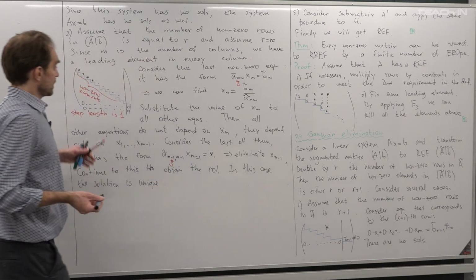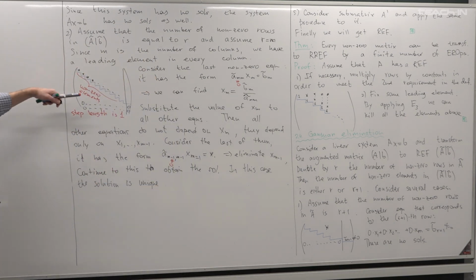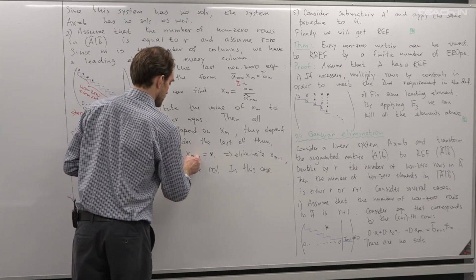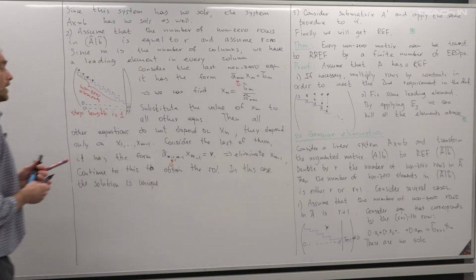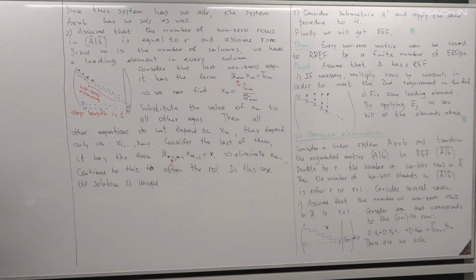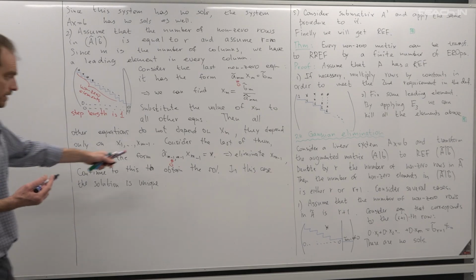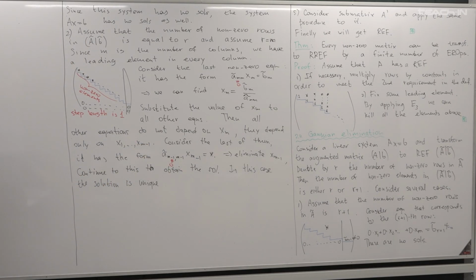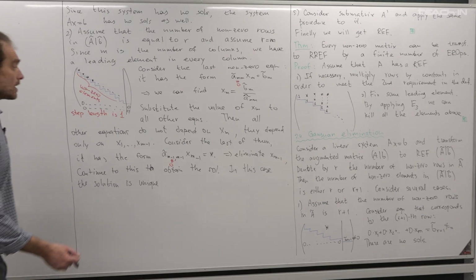Why? Just because every equation allows us to find the corresponding unknown without any options. We just divide by this coefficient and we get some particular value. So the solution is unique in this case.